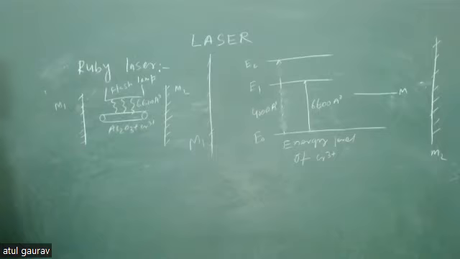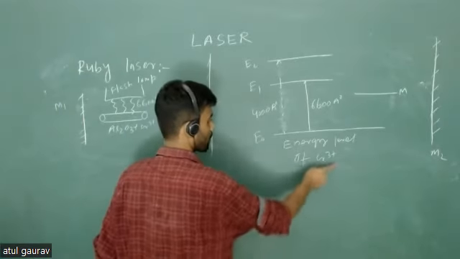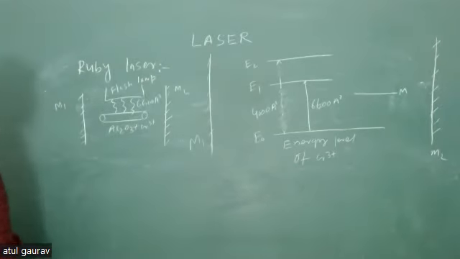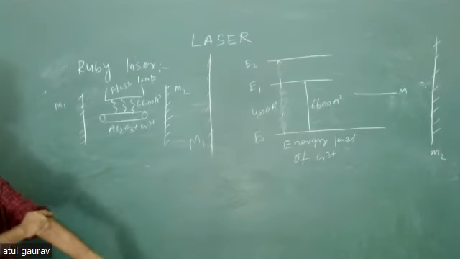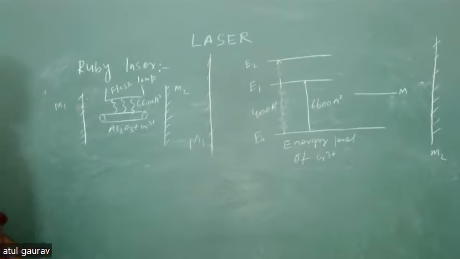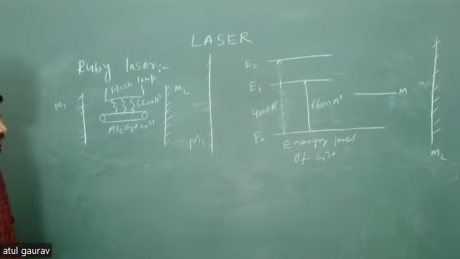Sir, is this energy level only for Cr3+? Actually, that's what I'm saying. Cr3+ is actually working as an active medium. Cr3+ is basically working as an active medium. So whatever laser is produced, that is due to chromium 3+. So I will assign this photon.